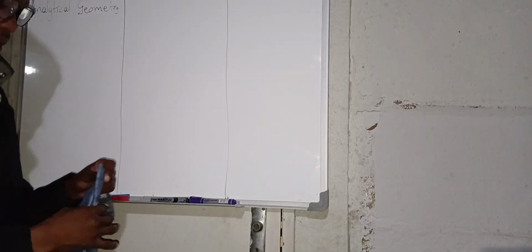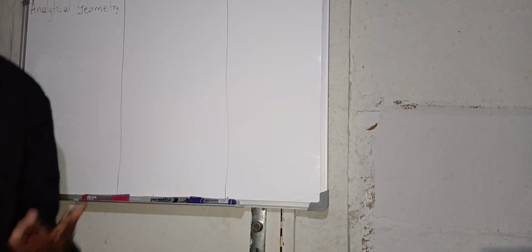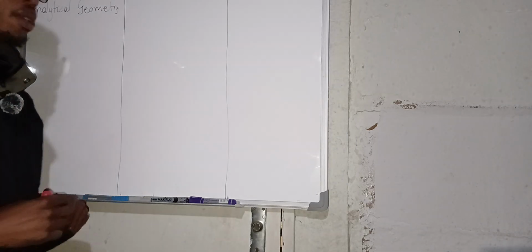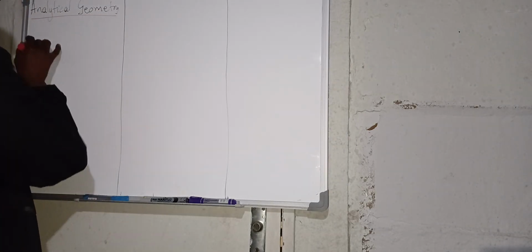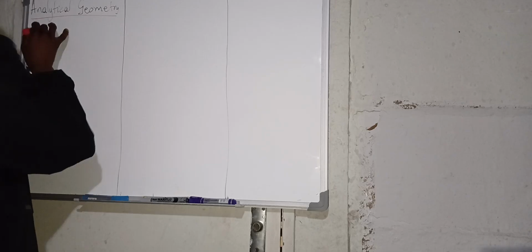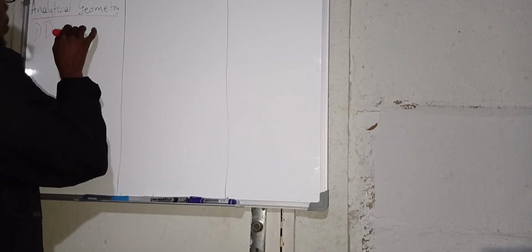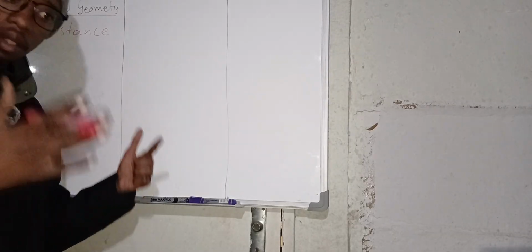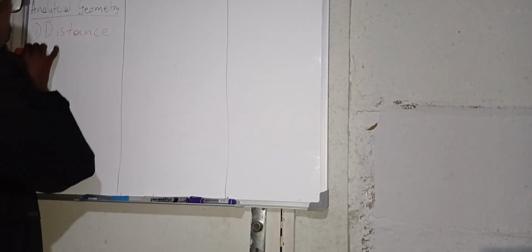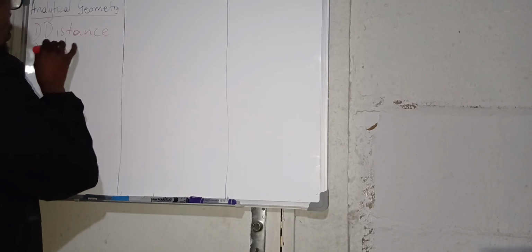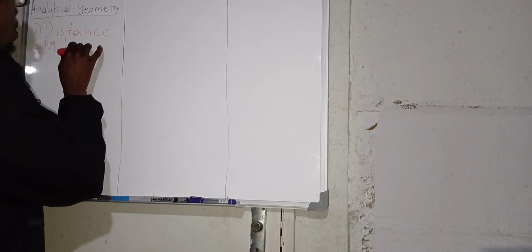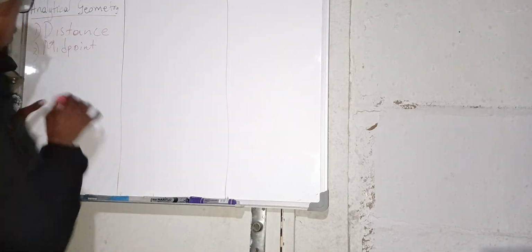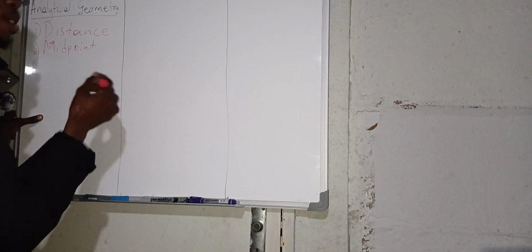So in grade 10, some of the things that you were told is that in analytical geometry, you are going to deal with stuff like the first one will be the distance formula, or rather the distance between two points, maybe from point A to B, how to calculate the distance. And then the second part will be the midpoint. Most of these things are self-explanatory. Midpoint meaning the middle point of a line.